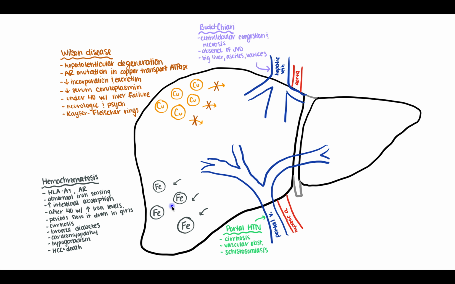Another thing that you might get asked about is there's two patients. They both have this HLA-A3 hemochromatosis gene. And one's a brother and one's a sister.